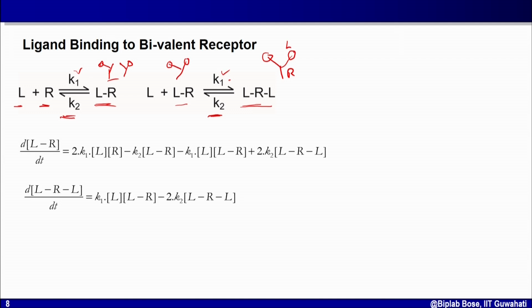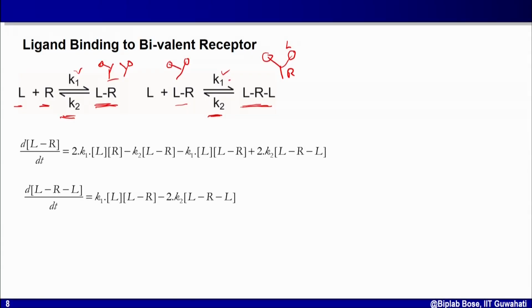Now if you remember, in the last example I considered conservation of total ligand and total receptor. Similar conservation can be assumed here, and therefore we are left with only one variable, LR, and the other dependent variable, LRL. So let us look into the ordinary differential equation that will represent the rate of change of concentration of LR, the first complex, where one ligand is bound to one receptor. That is given here.